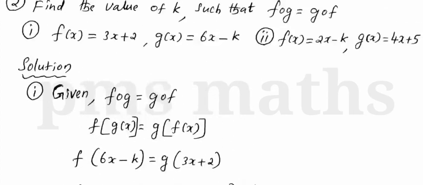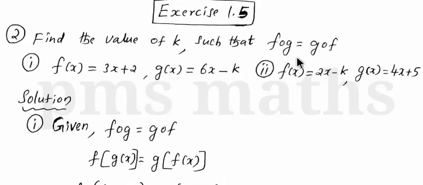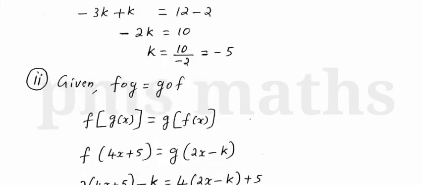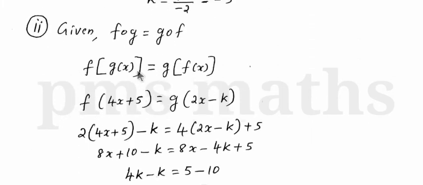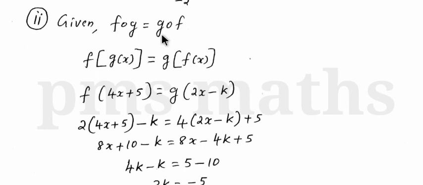First one is over. Then second. In the second also, f of g is equal to g of f. Find out the value of k. Here, in the second case also, the given equation is f of g is equal to g of f. Then find out f of g. f of g is nothing but f of, instead of "of" we can put a bracket, then write this g. g means g of x. "Of" means bracket. Then write this f. f means f of x.